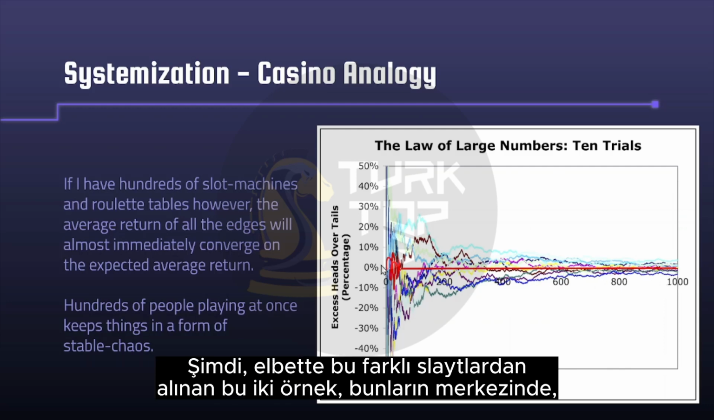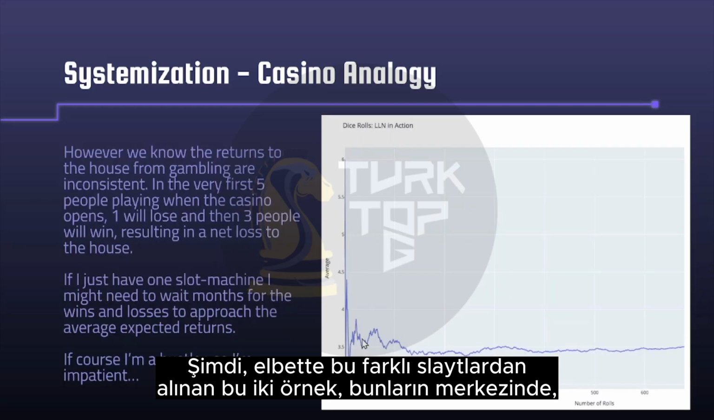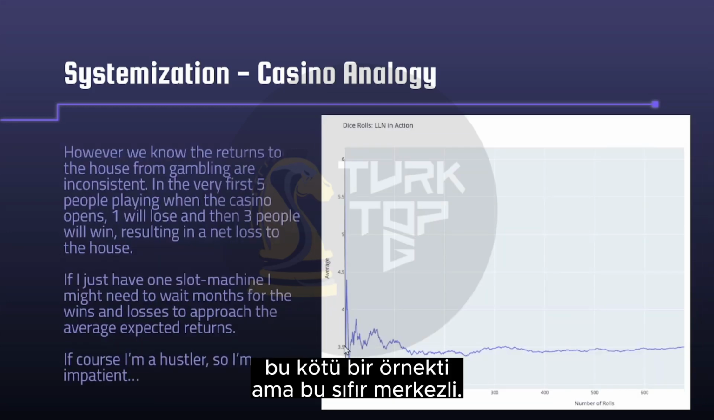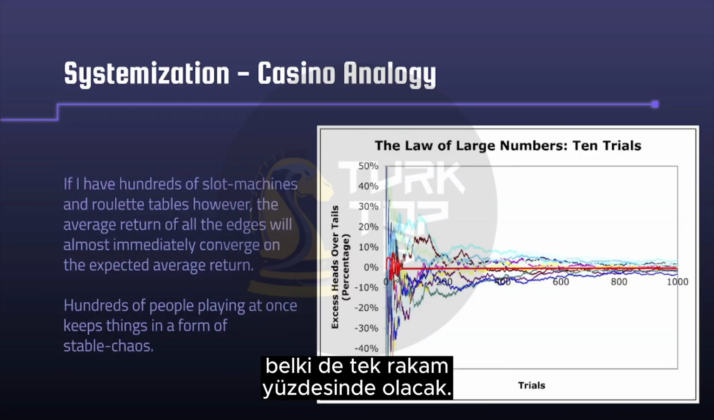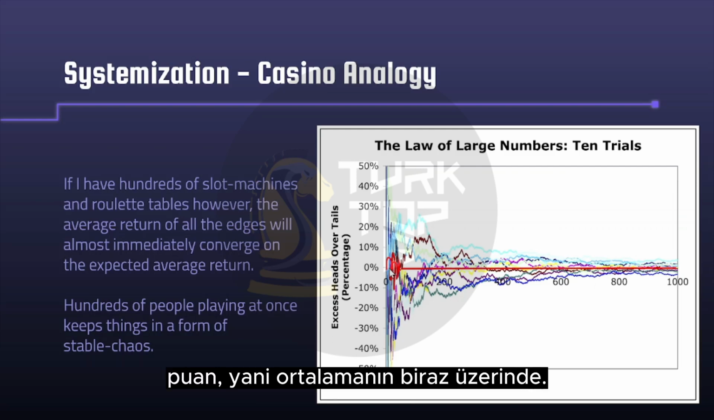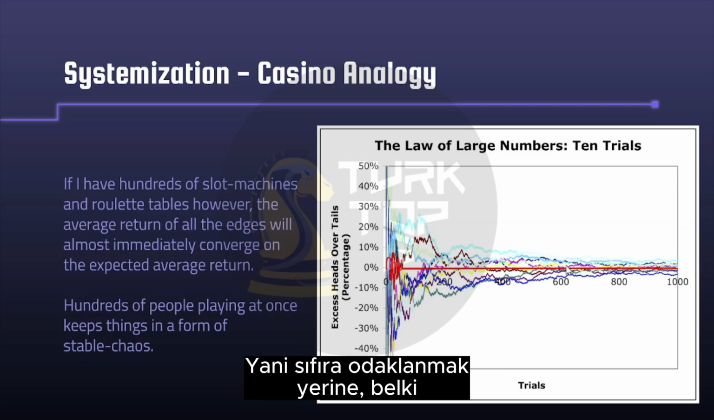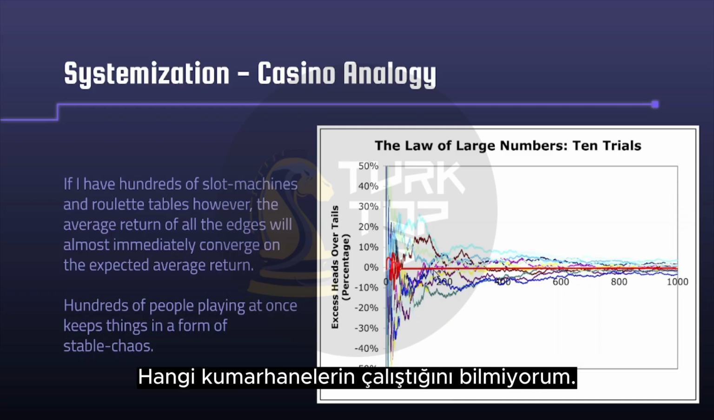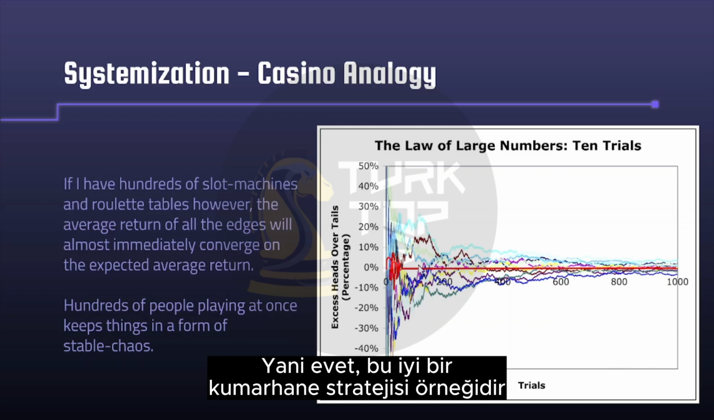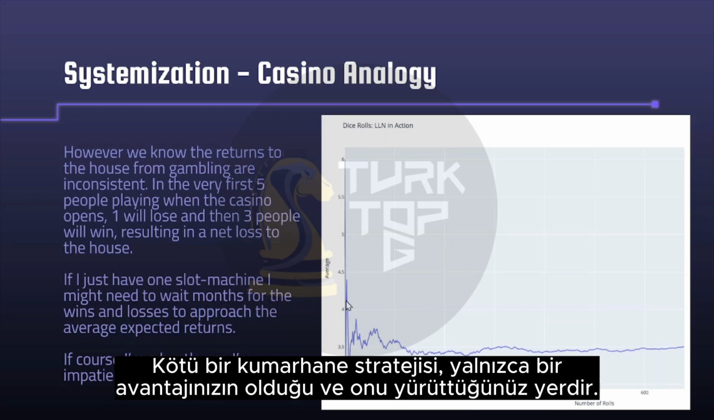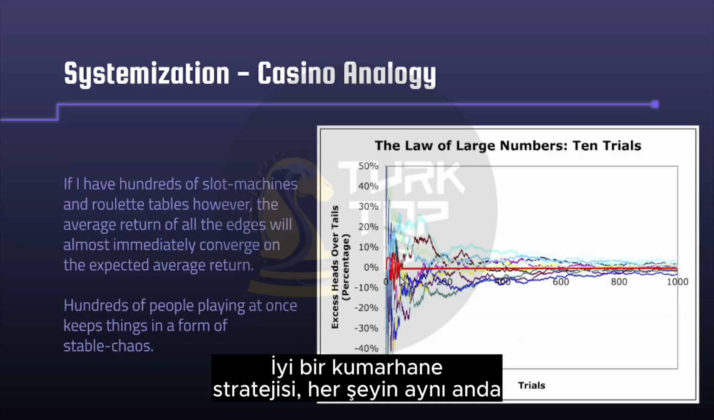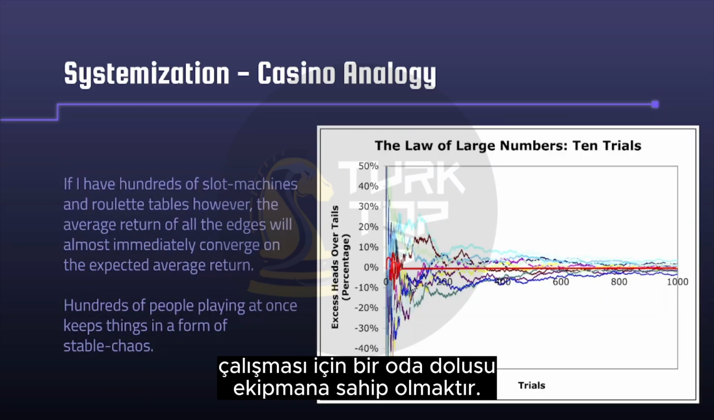Now, of course, these two examples from these different slides, this was a bad example, but this one was centered around 0. Obviously, in a casino, all of your edges are going to be maybe in the single figure percentage points, so slightly above average. So instead of centering around 0, they'd be at maybe like 1 or 2 or 3%. I don't know what casinos run. So yeah, that's an example of a good casino strategy, and this is an example of a bad casino strategy. A bad casino strategy is where you've got just one edge and you're running that. A good casino strategy is to have a room full of equipment so that everything's running all at the same time.